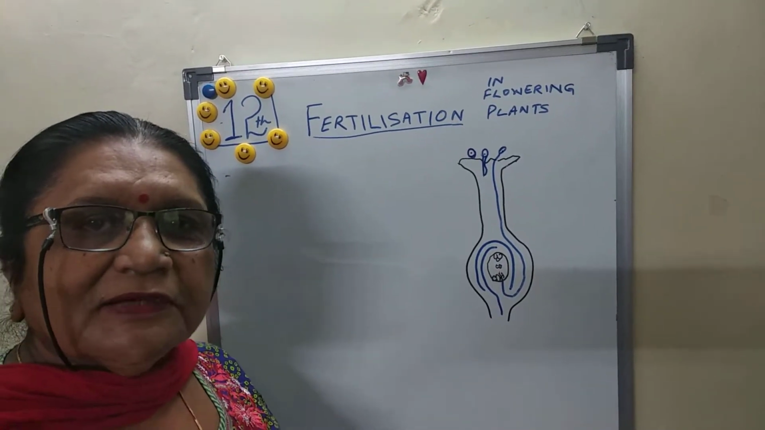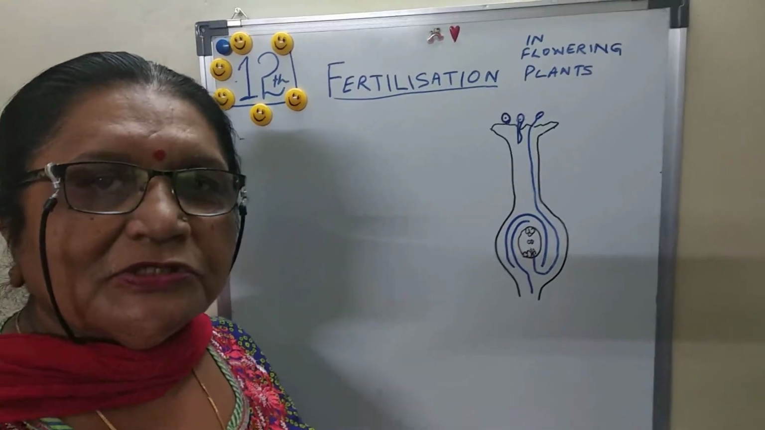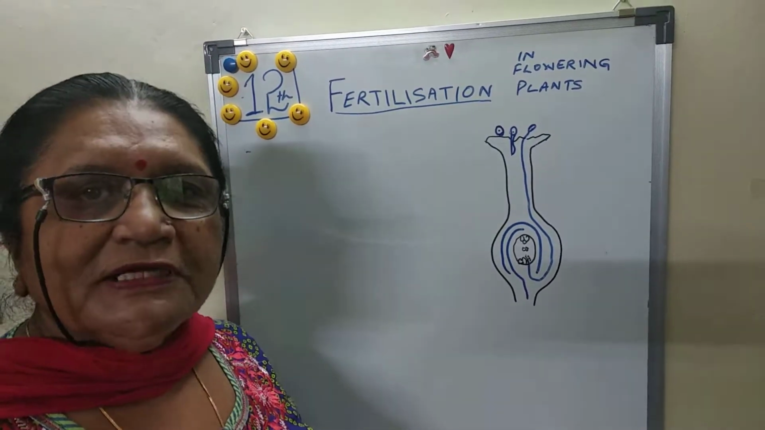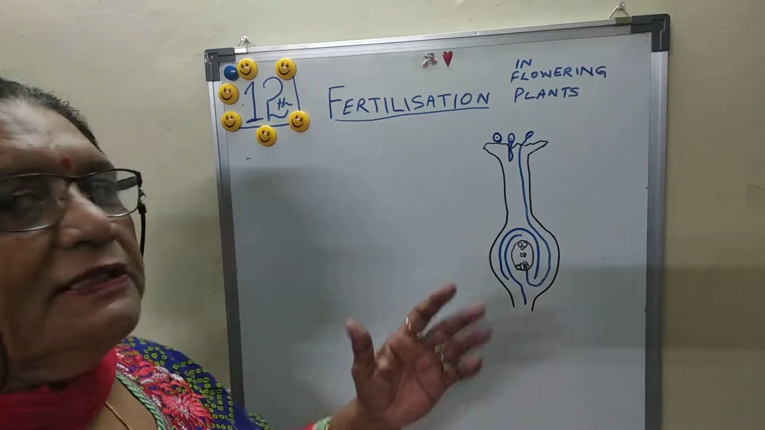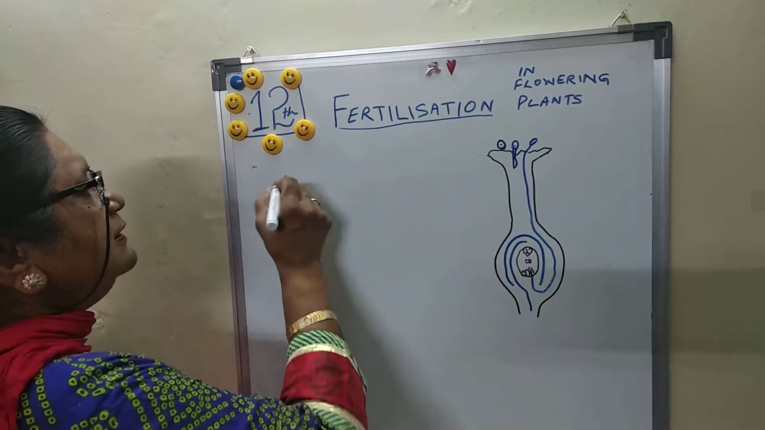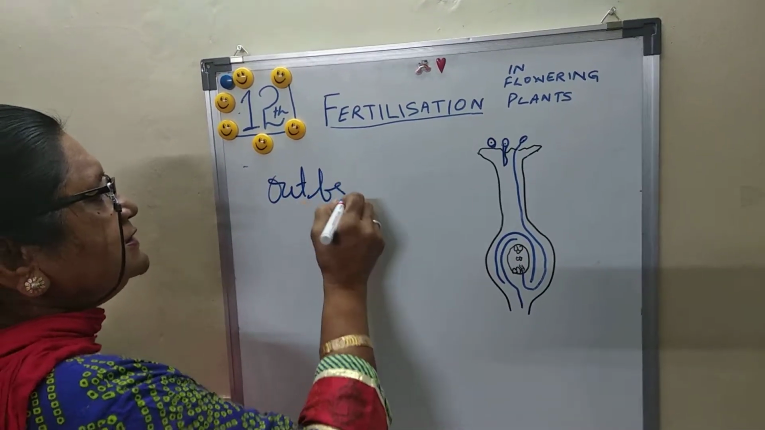Today the topic is fertilization in flowering plants. Previously we have discussed up to self-pollination and cross-pollination. To prevent self-pollination, there are various devices called outbreeding devices.